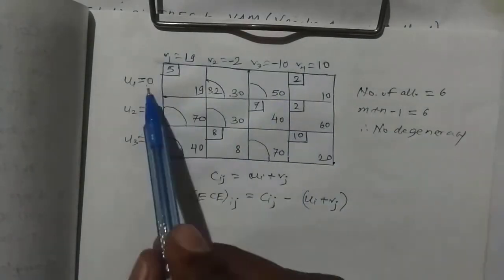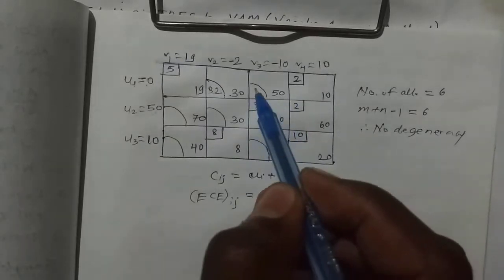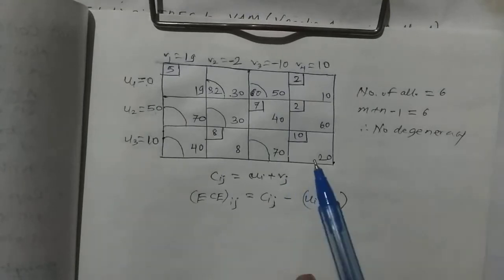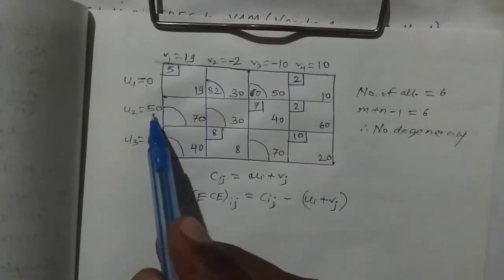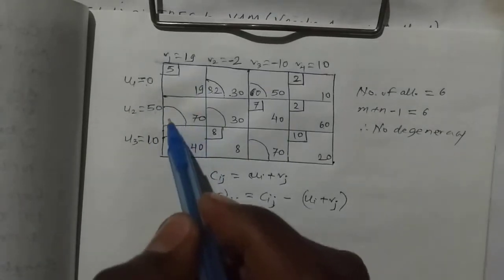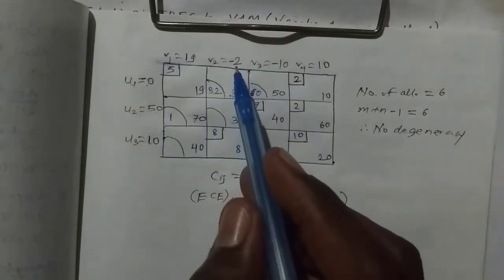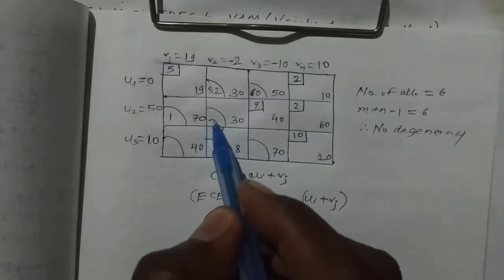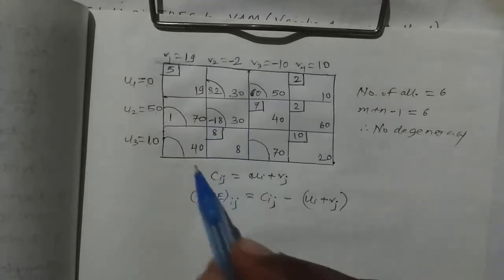Here 0 plus minus 10, minus 10. So 50 minus minus 10 is 60. Here addition of these two, 50 plus 19, this is 69. 70 minus 69, 1. Here 50 plus minus 2, that is 48. So 30 minus 48 is 18.